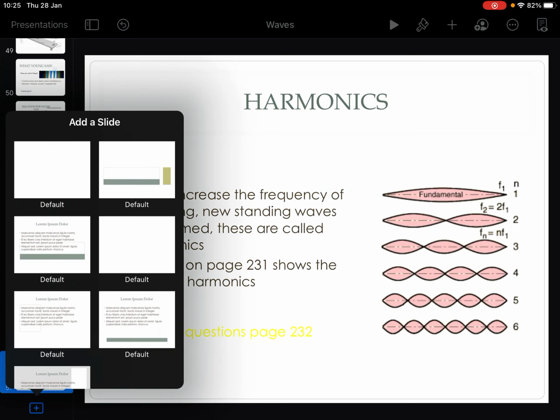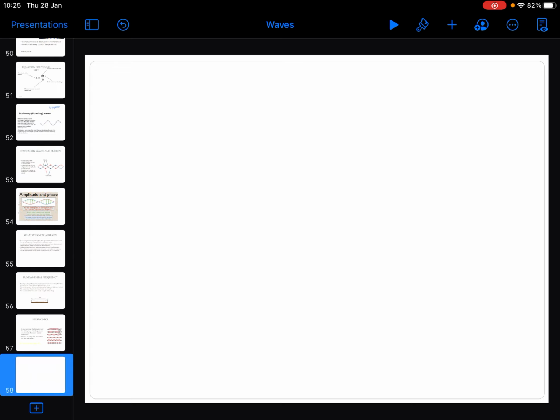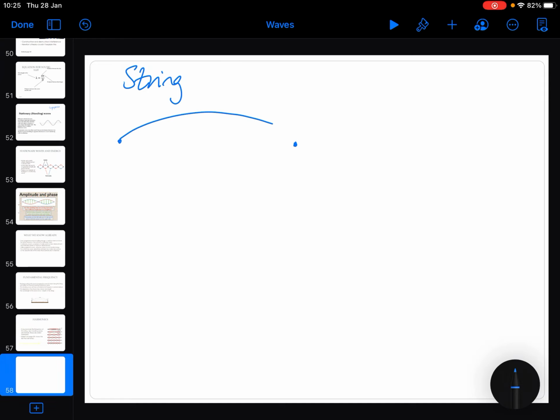Now, apologies, I have a better PowerPoint for this, but because I can't get into my document still, I'm going to have to just draw it. Now, there are three different ways of constructing stationary waves. You have on a string, and on a string, the two ends of the wave are nodes. They are held in place. And so you end up with patterns that look like this.